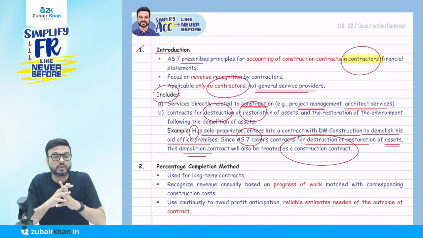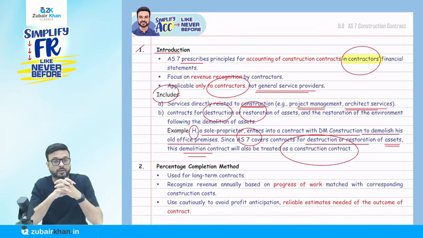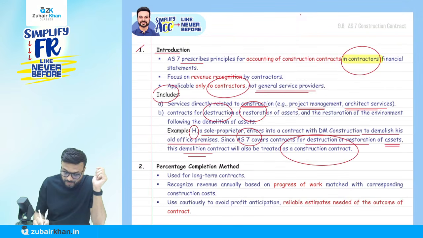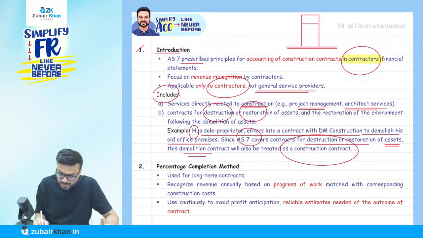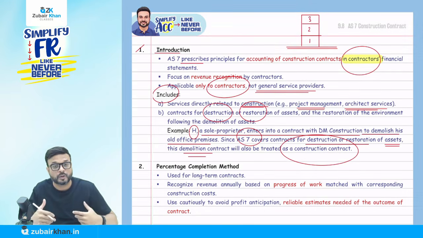Now, as I told you, we face a problem here. What problem are we facing? How to recognize the revenue. Suppose I am the contractor, I'm doing the construction of this building. It is going to take me, suppose, 3 years to complete the construction. First year, second year, third year. When to recognize the revenue?